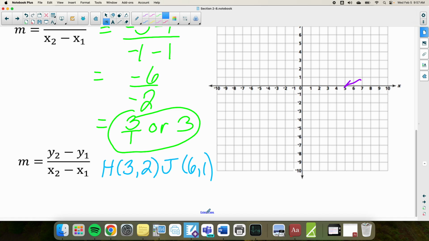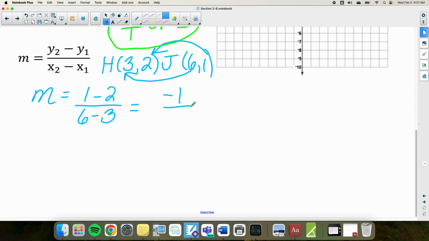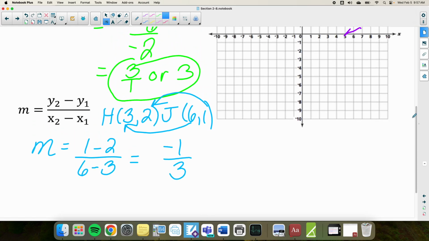All right, so now when you go ahead to find the slope of this one, you're gonna subtract your y's, which would be 1 minus 2, and then subtract your x's on the bottom, which is 6 minus 3. 1 minus 2 is a negative 1. 6 minus 3 is 3. So what do you notice about these two slopes? They're flipped. They're opposite reciprocals.